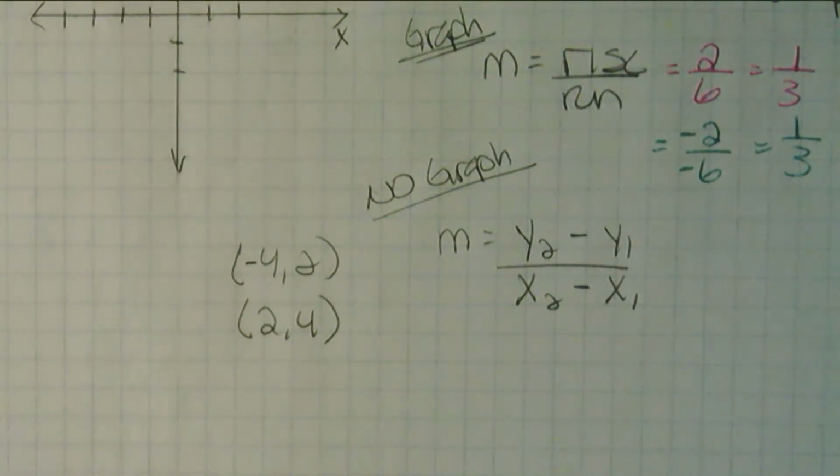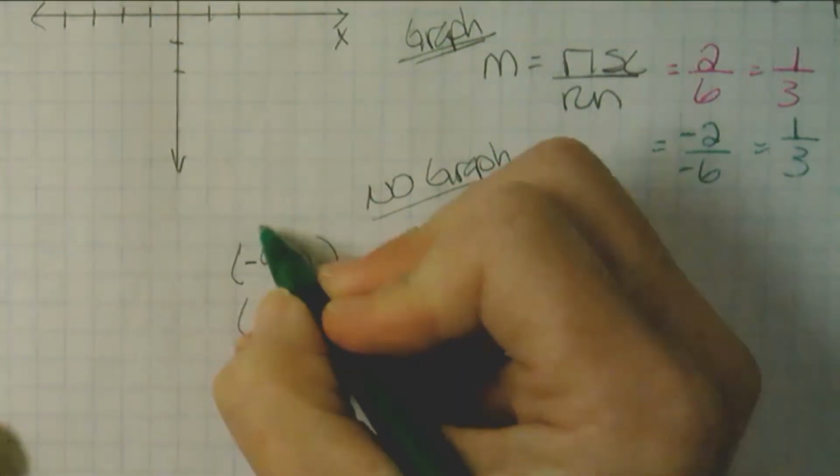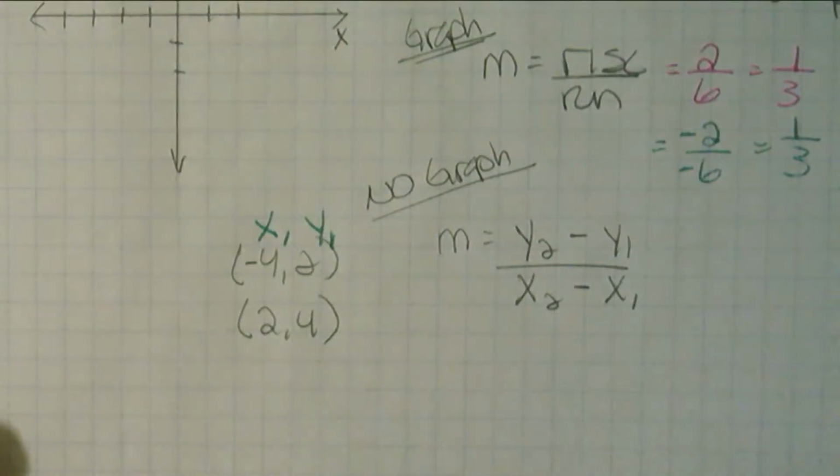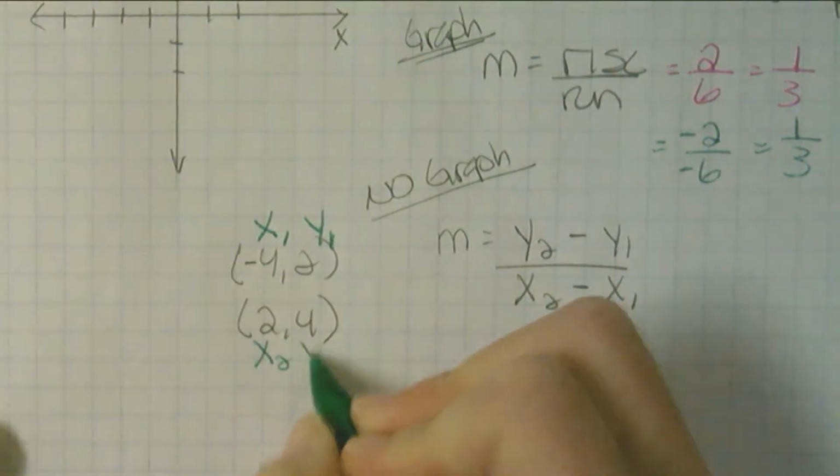So if we started at A, we're finding our horizontal change starting at A to B, and we're finding our vertical change going from A to B. It doesn't matter which is your x1, y1, or which is your x2, y2. So I'm just going to go x1, y1 on that top, and x2, y2 on that bottom.